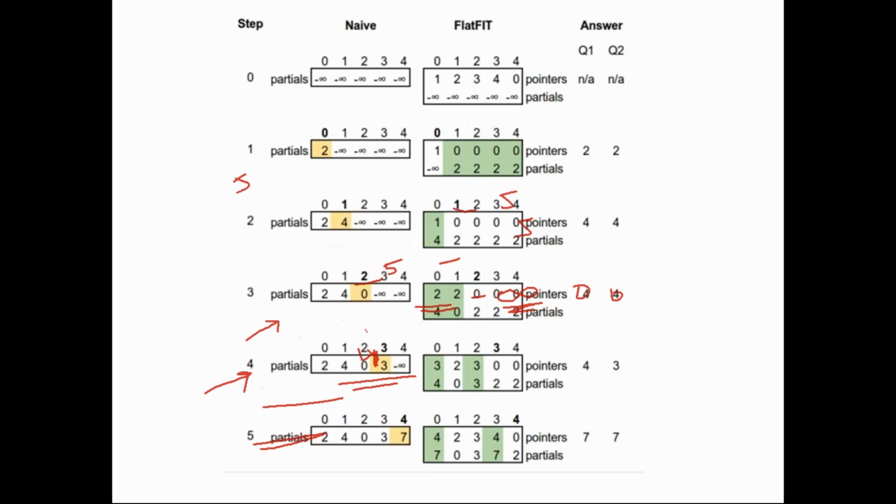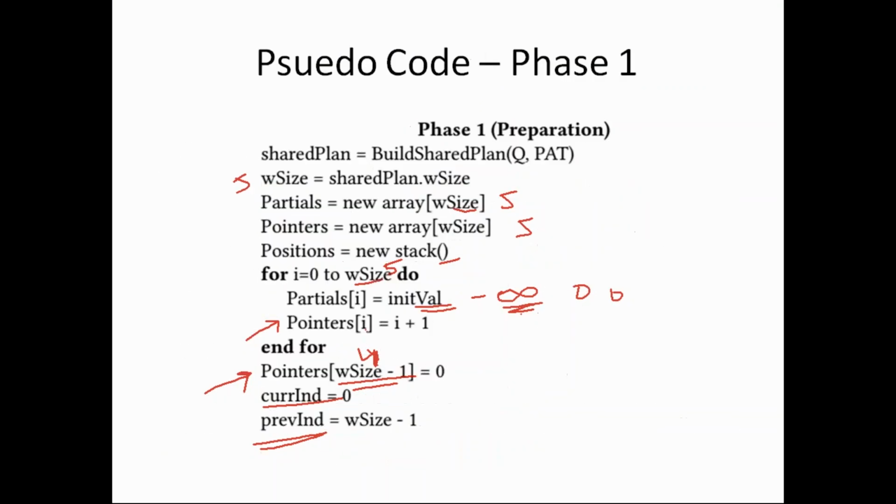So in the naive method, 2 will enter in the 0th position, the first position only. That is my current index. See this now. So current index is 0. Previous index is 4 now, 5 minus 1, that is 4.